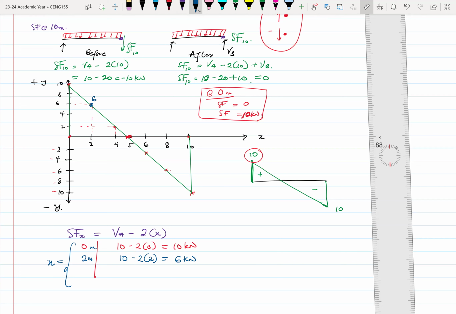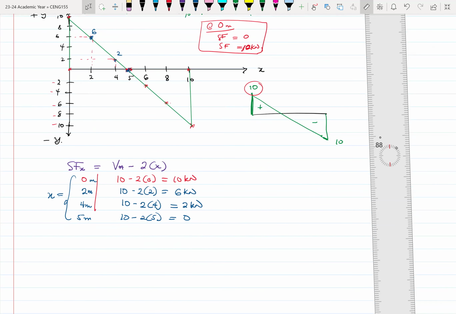Okay. Then if X is 4 meters, becomes 10 minus 2 times 4, and that'll give us what? 2 kilonewtons, as we had over here. Then if X is 5 meters, it gets 10 minus 2 times 5, and this gives us 0. All right, right there. So let me do one more. If X is, let's say, 8 meters, it becomes 10 minus 2 times 8, and that gives us what? Minus 6 kilonewtons. We had that right over here. Okay. So in a way, we have developed an equation for it.